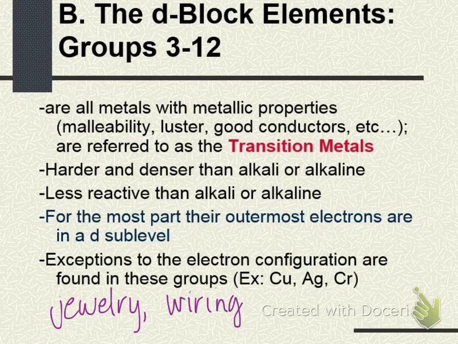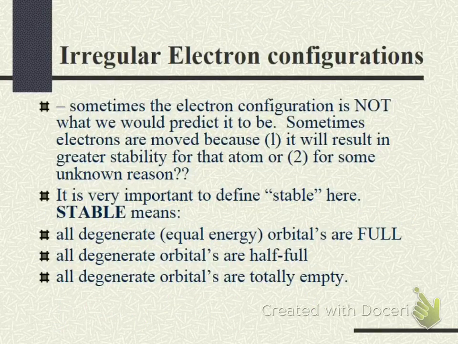Exceptions to the electron configurations are found in this group. We've got copper, silver, and chromium. We also have molybdenum and gold that we had to learn. So those are some of those. Their irregular electron configuration means that we sometimes can't predict.